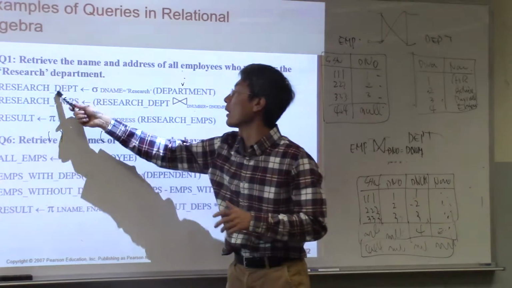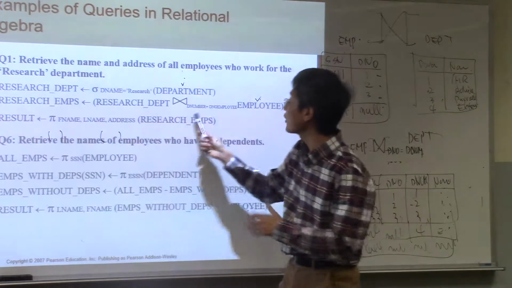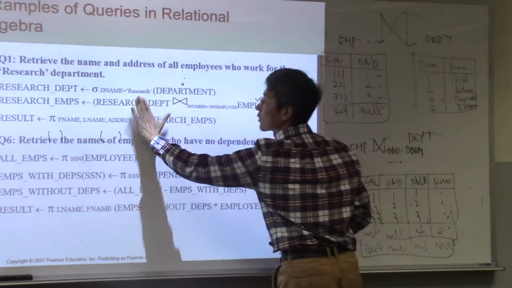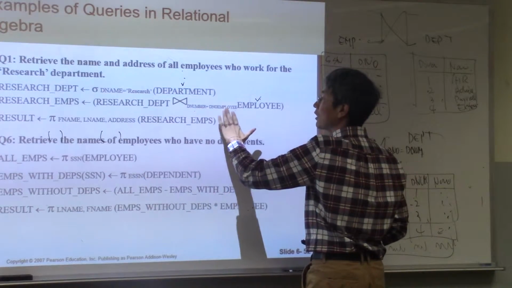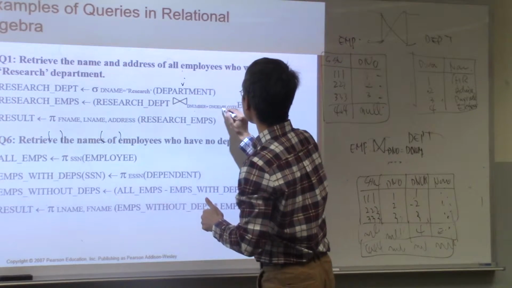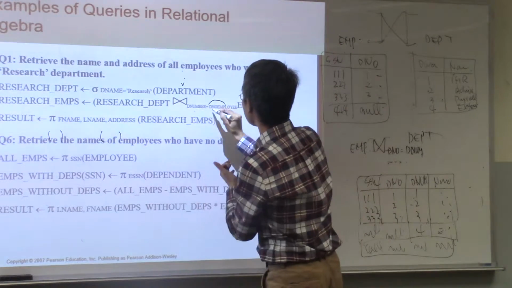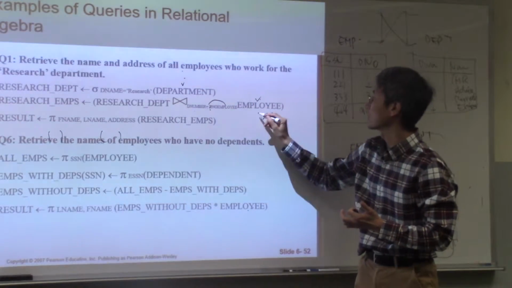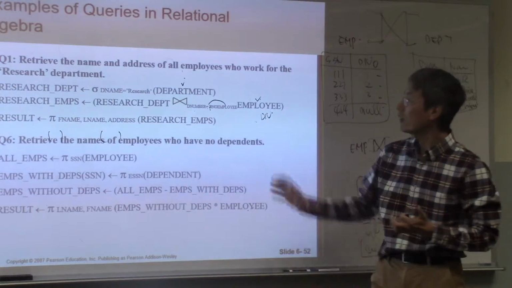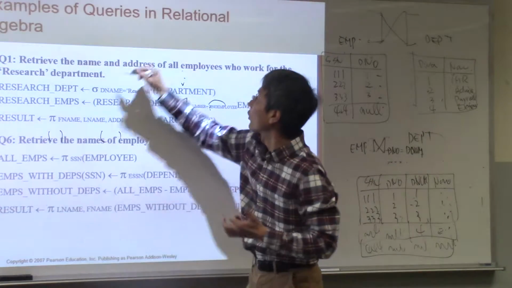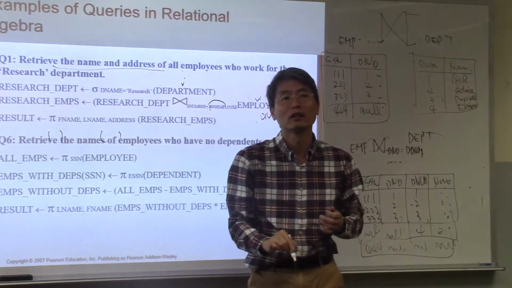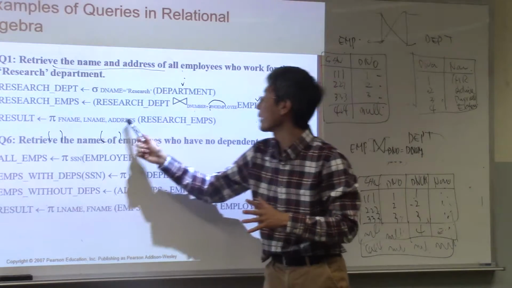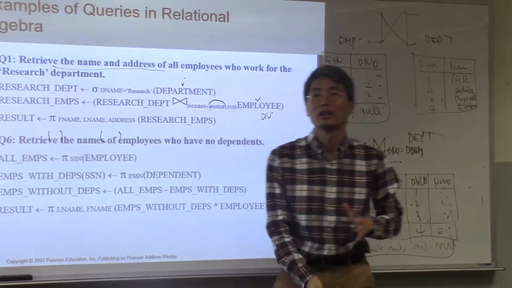Here, the research department temporary relation. Then join with employee. The join condition is D number of the research department and employee DNO. So it has DNO equal to D number. Then we can get the research employees. But we need what? Finally, we can apply the projection. So this is the final output. Project first name, last name, and address of the research employees.